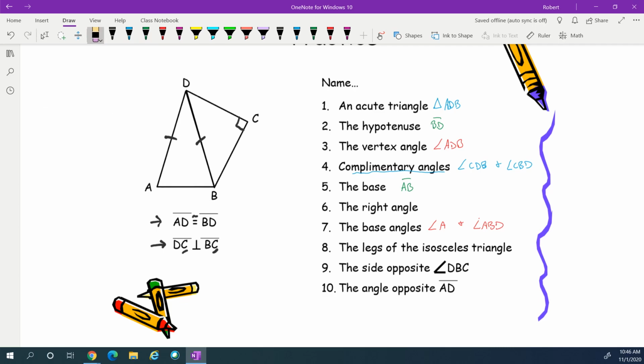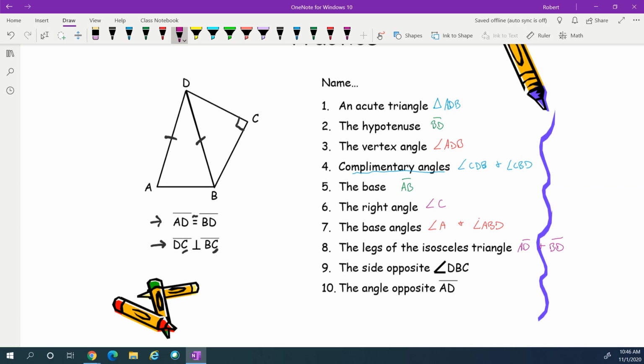The right angle, well, the right angle here can very clearly be identified as angle C. And again, we could use 3 letters, but it's okay to use 1 letter in this picture because there's only one angle at point C. Number 8, the legs of the isosceles triangle. Well, we already marked them off. That was the first thing we did here. It's segments AD and BD.